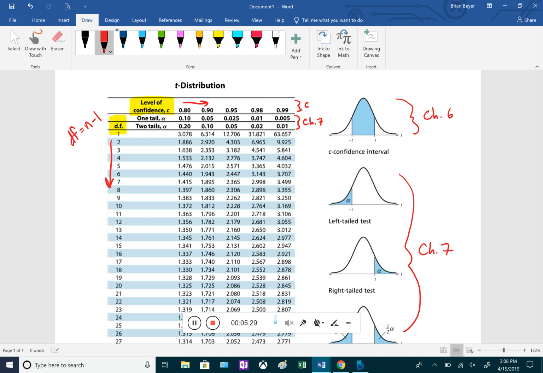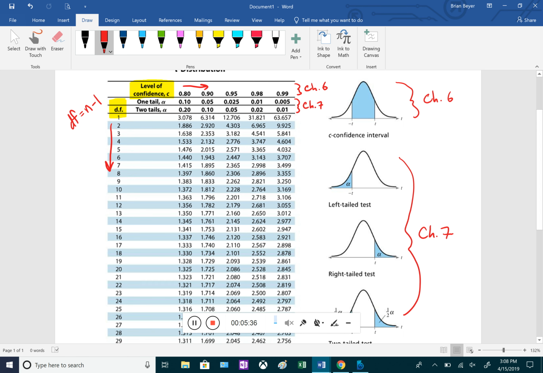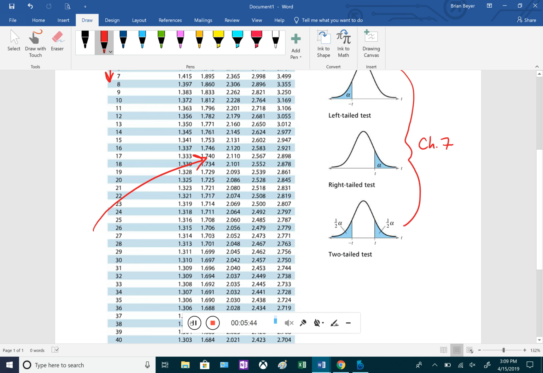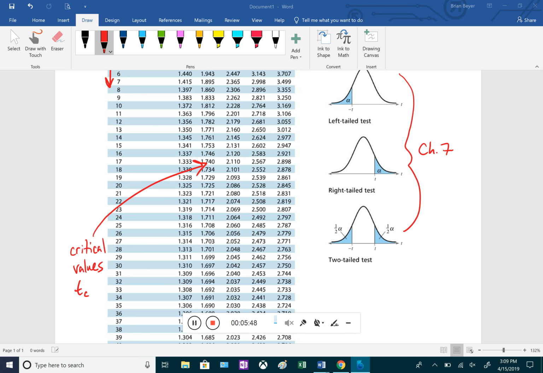So this is chapter 6 stuff and chapter 7 stuff. We'll come back to that other stuff at a later date. Okay, so the stuff inside the table now, all of this stuff in here, these represent the critical value T. It's a lot easier for this one because all we have to do is look at it and find the T value in here.